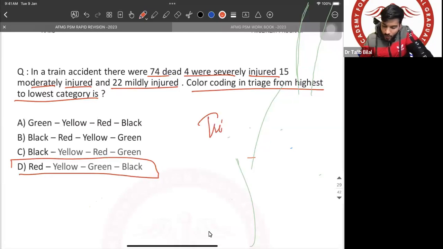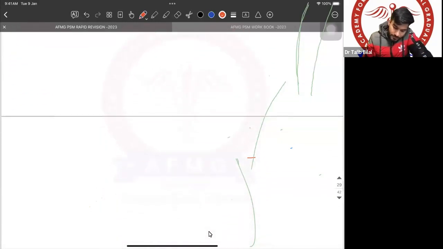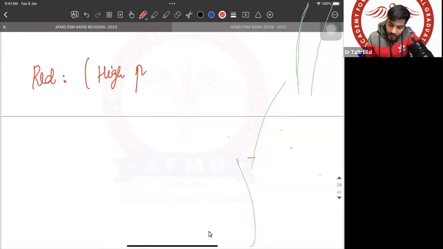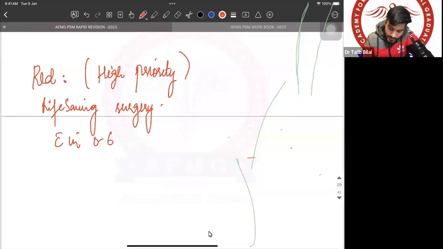So first of all, guys, it is called which system? Triage system. What is triage? It's segregation of patients based on chances of survival. If I talk about red color, it's high priority. That means they need life-saving surgery within 0 to 6 hours.